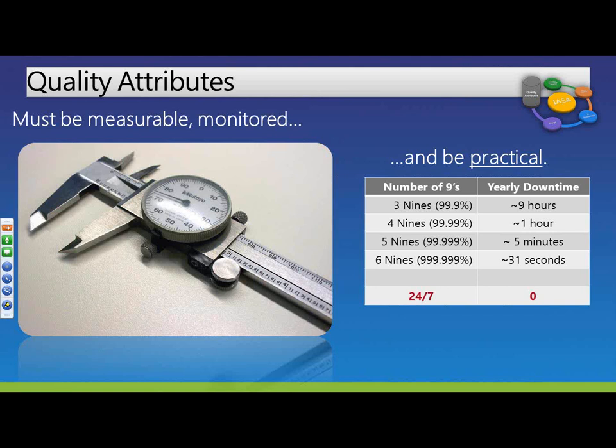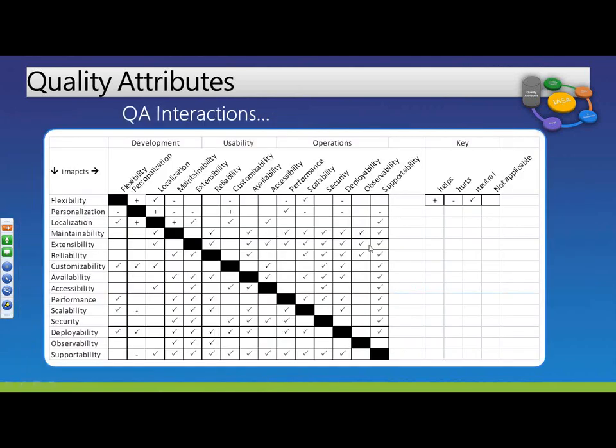When you put it in those terms, when you're talking to your stakeholders, they often can correct themselves as to what they need for real quality attribute measurements. This is the interactions chart that Stephen Cohen put together. He's one of the architects that's very prominent inside Iasa.